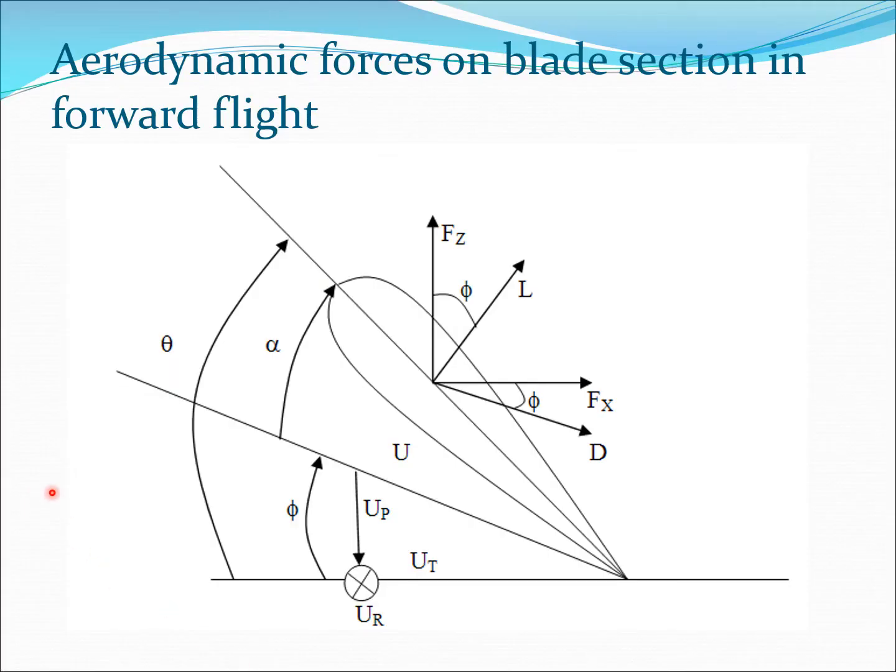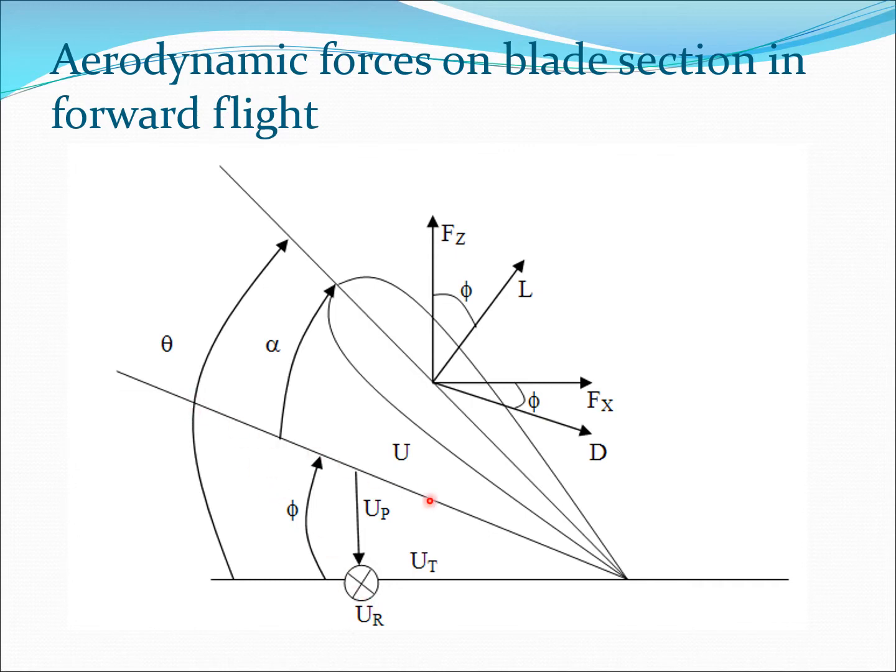So let's start with the blade section. Now we know the basic nomenclature behind the blade section. The blade section has this pitch angle theta. Now we are going to focus on the velocity. We already saw that UT is the tangential velocity, UP is the perpendicular velocity, and there's also a component UR which is the radial velocity.